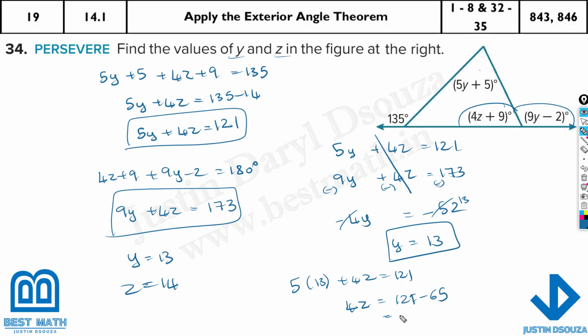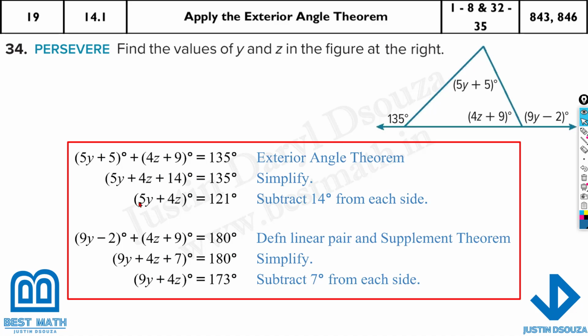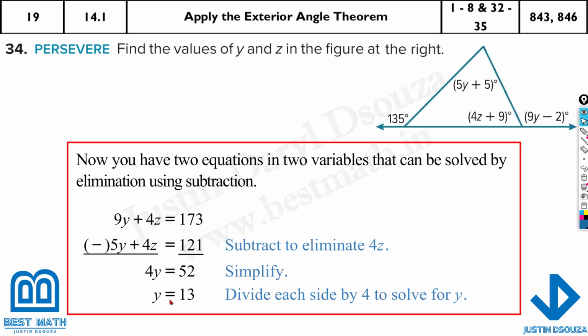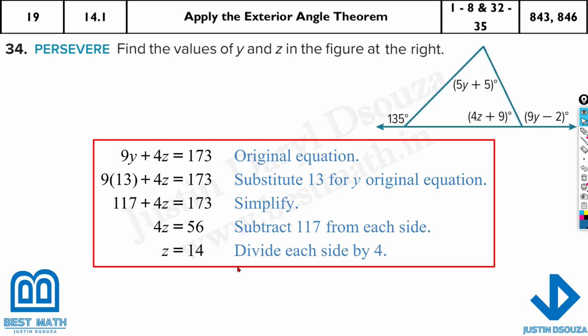65 minus 9 will be 54. No, it's 56. Sorry, my bad. 65 minus 9. And then we have 4z. Divide both sides by 4. It's going to be 14. And yes, that's the answer. Z is equal to 14. You can use mental math if you want. You can use a calculator, anything. You will get the same answers. But please double check your answers in your exam using a calculator. That's what I would suggest. And here we go. That's the answers. Y is equal to 13 and z is equal to 14.